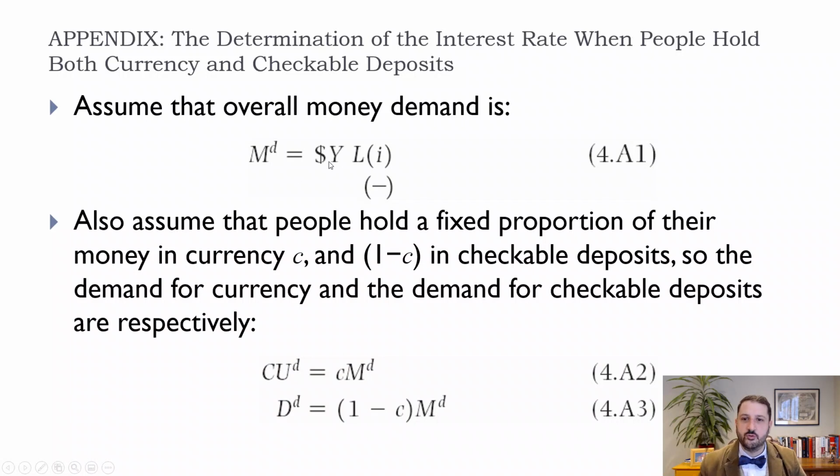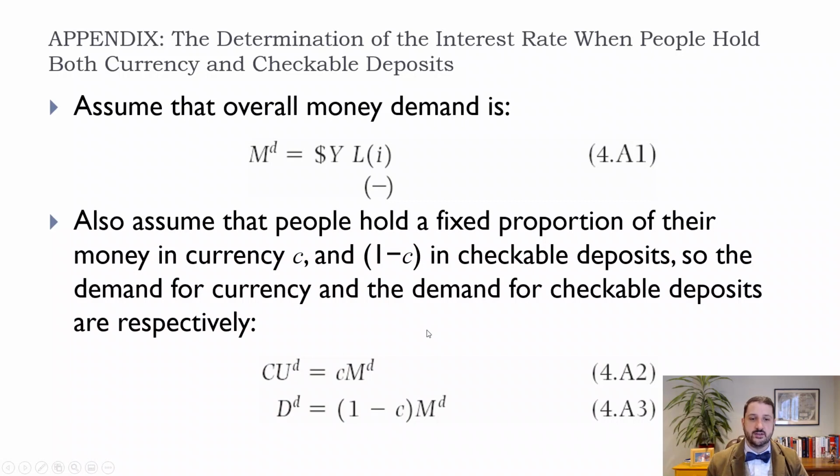So we start off with our main money demand equation, right? Money demand is equal to nominal GDP times the liquidity function, so we get our downward sloping money demand. And we're going to make an assumption that people hold some fraction of their money in currency, C, so dollars, bills, and the rest, 1 minus C, in their checking accounts, right? So C is some value between 0 and 1. Could be a half, could be a quarter, could be 3/4, whatever it is.